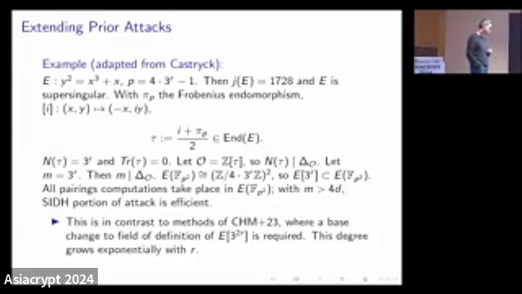Now, if we also assume that M is greater than 4 times the degree of the isogeny, this will tell us that the SIDH portion of any attack would be efficient as well. And so this is going to give us a new instance of efficient attacks on the vectorization problem. In fact, this example is in contrast to the methods from CHM+23. There, one would need to move to the field of definition for the 3 to the 2r torsion. And this degree grows exponentially with r.